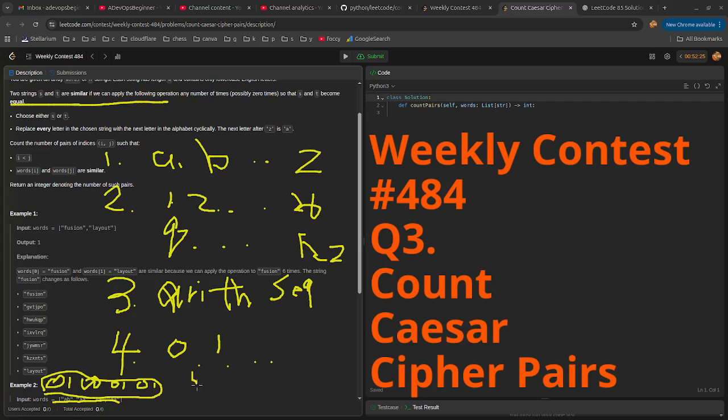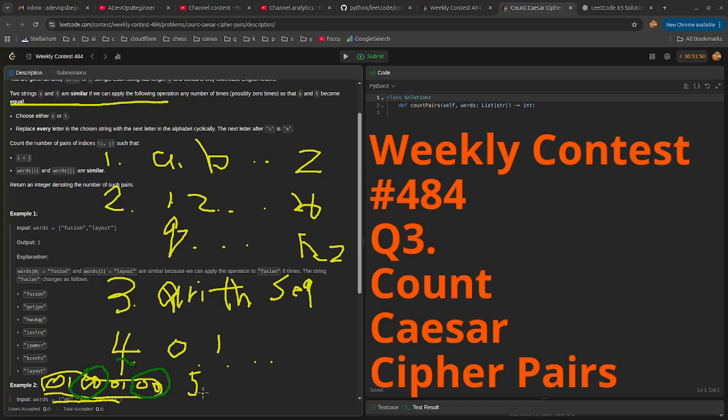Once we have this, the purpose of the arithmetic sequence is that we can tell that two similar strings are going to have the same pattern of arithmetic sequence, like 0 and 0. So once we find an identical sequence, that means this is a pair of similar strings.